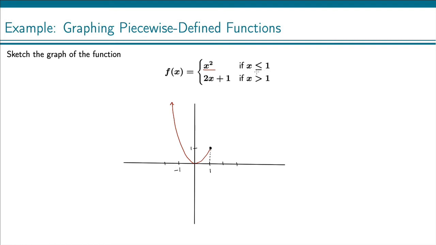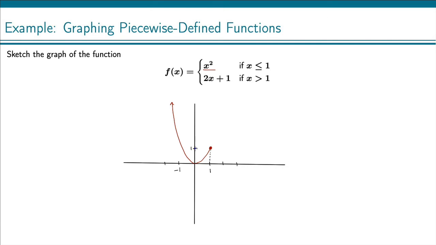Notice that it's less than or equal to 1, which means that I actually do have that filled in point right there. Okay. For the next portion of the graph, I've got a 2x plus 1. This is a line with a y-intercept of 1 and a slope of 2. And so I can draw that. I'm going to go ahead and draw that in blue.